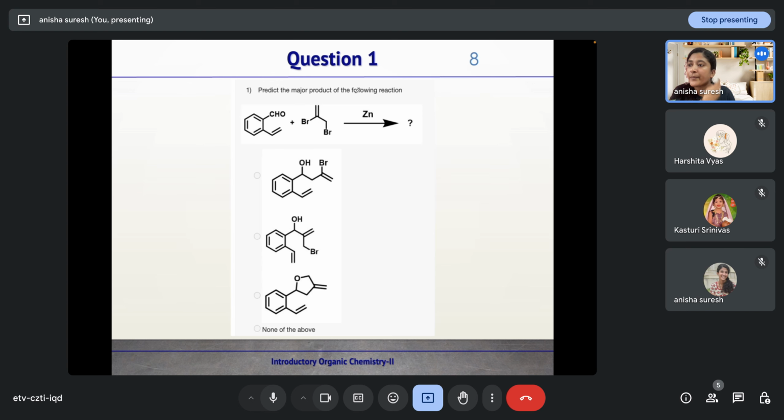We have seen some aldol reactions. So, which sort of aldol reaction is taking place here? Since zinc is involved, we know it is the Reformatsky reaction. So, out of these four options, what is the right option?